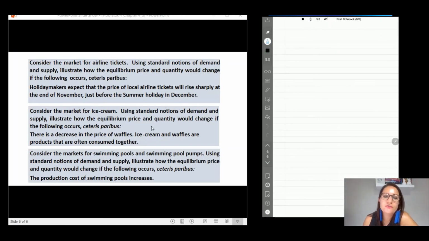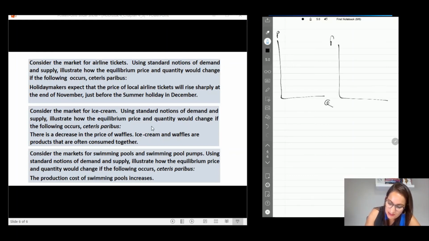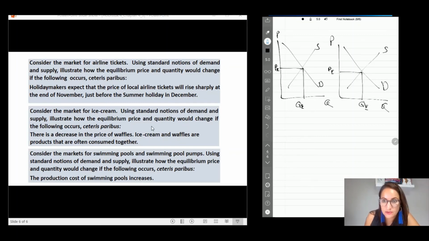Consider the market for swimming pools and pumps. What? Yes, you have to consider two markets. You have price and quantity, demand, supply, equilibrium price, equilibrium quantity. Great. And we have it for pools and pumps. Using standard notions of demand and supply, illustrate how equilibrium price and quantity would change, ceteris paribus. The production cost of swimming pools increases.